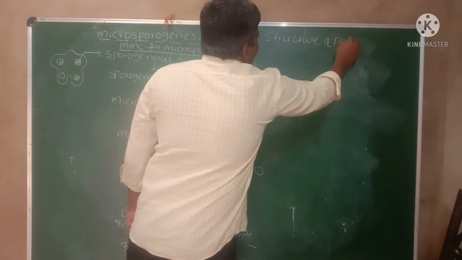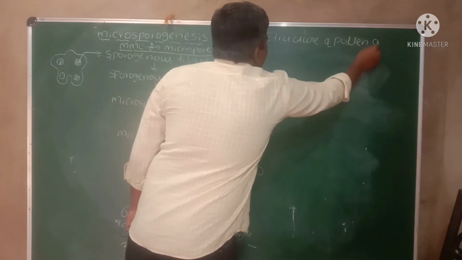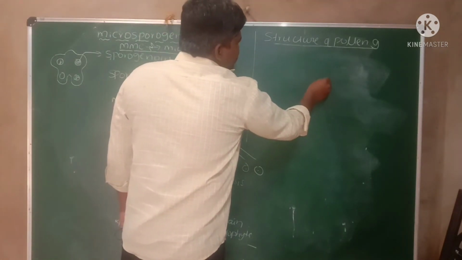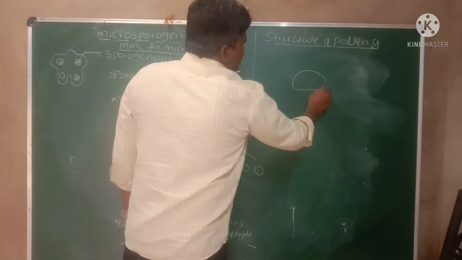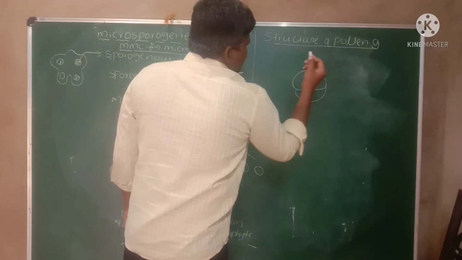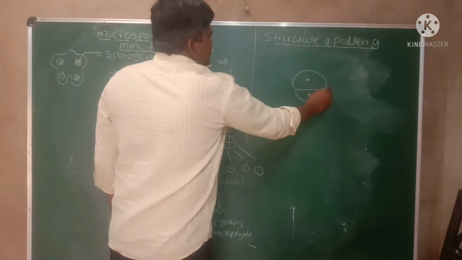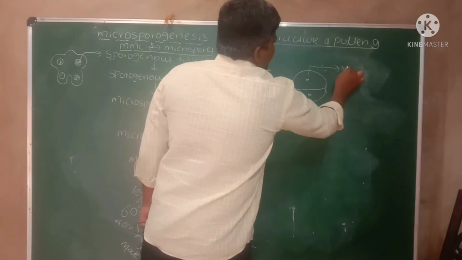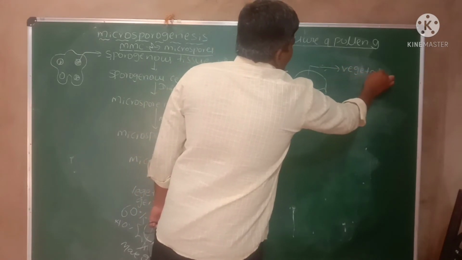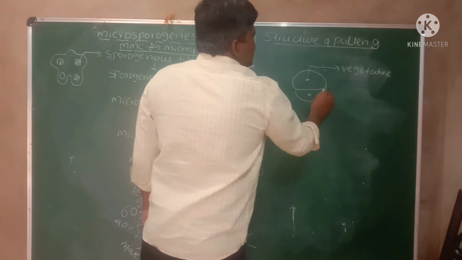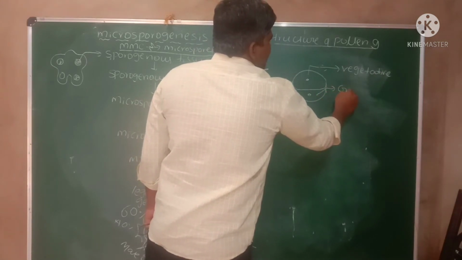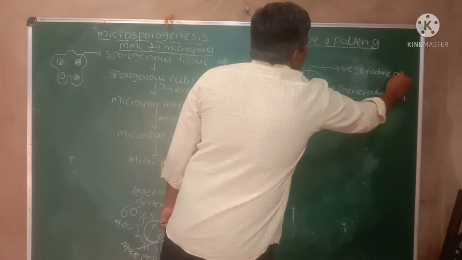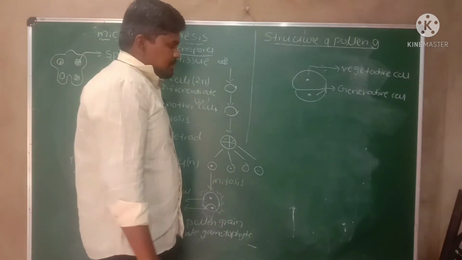Structure of pollen grain. If you see the structure of pollen grain, mainly we will see the 2 celled stage pollen grain. A 2 celled stage pollen grain contains 2 cells. One is larger and one is smaller. The larger one is called the vegetative cell. The smaller one is called the generative cell.